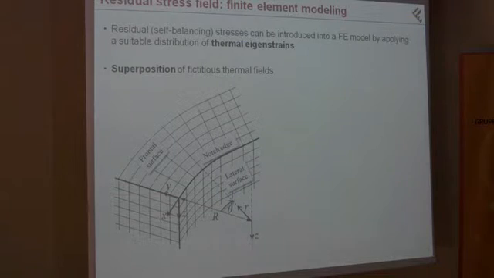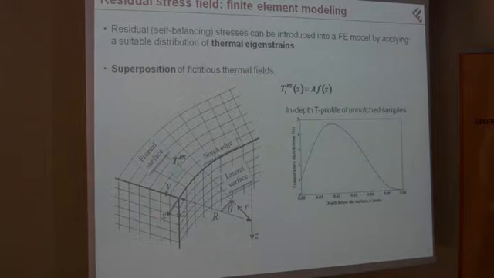In order to do that, we can use a superposition of fictitious thermal fields, the introduction of thermal eigenstrength. In particular, in order to take account of the residual stress far from the notch, we can use a temperature distribution similar to the residual stress profile that we have measured experimentally. In the region of the notch edge, we consider another function, a superposition of another temperature field, which decays going away from the notch.